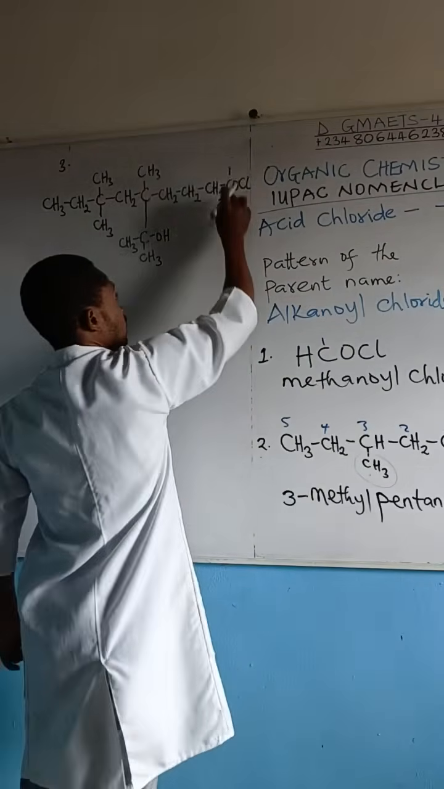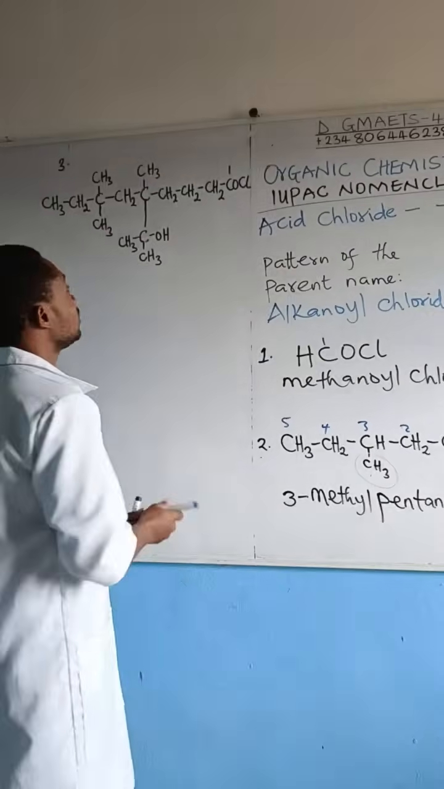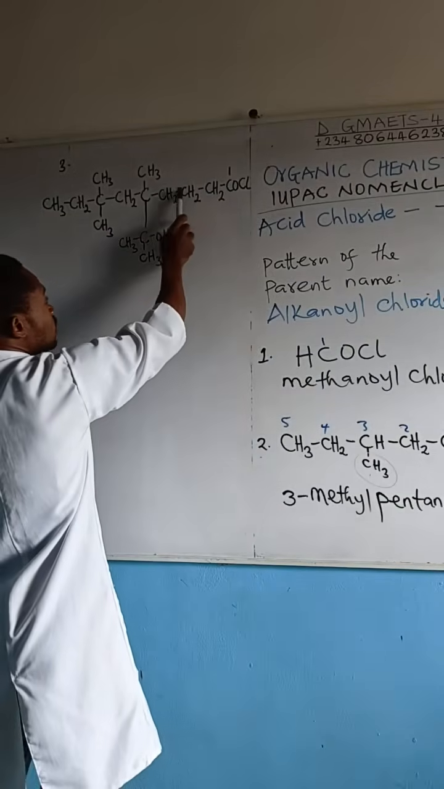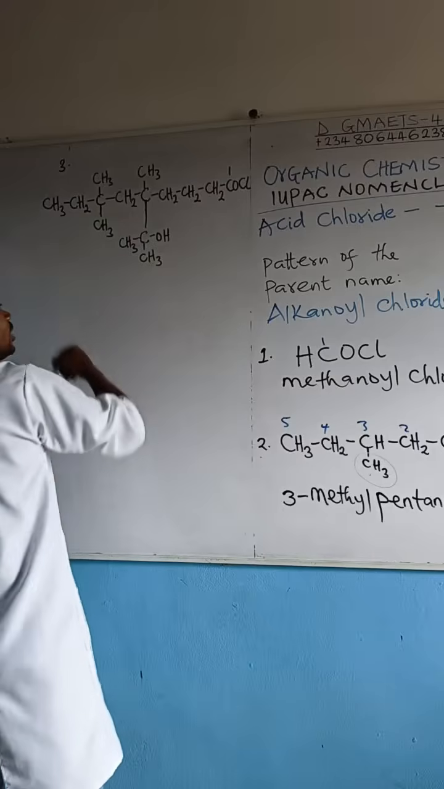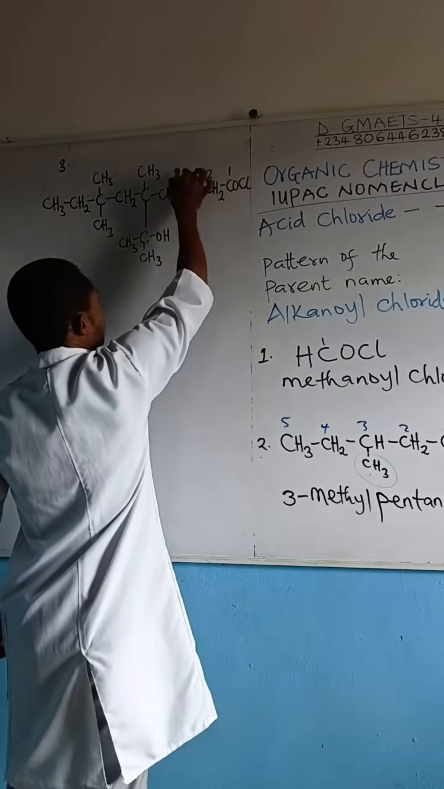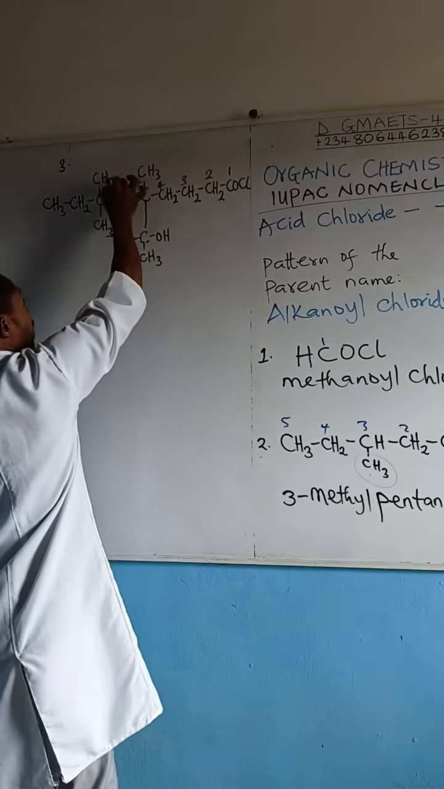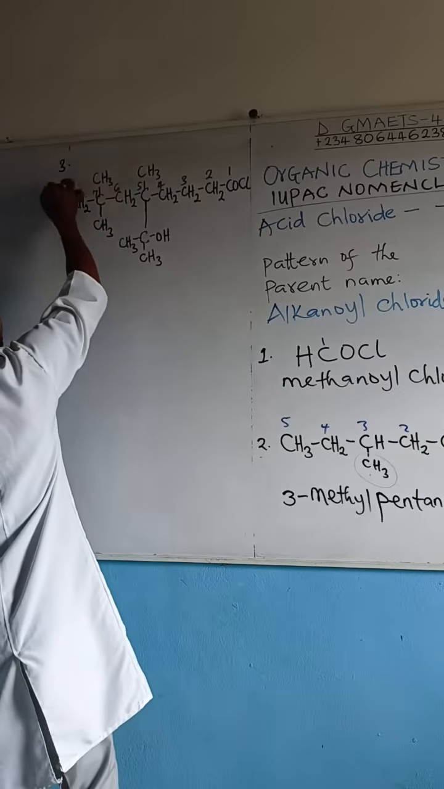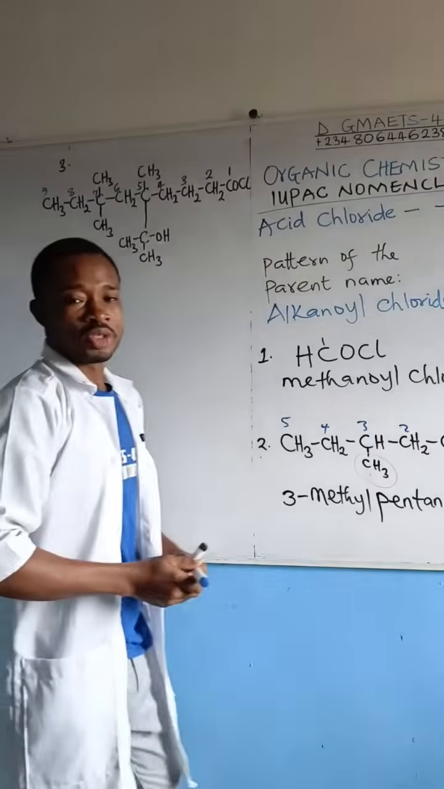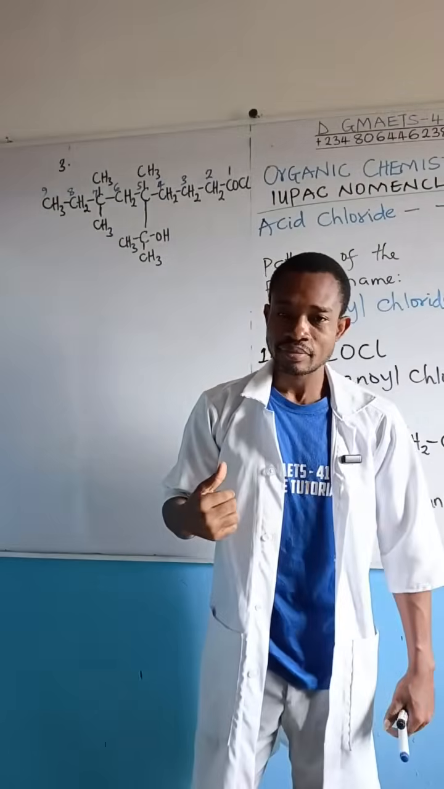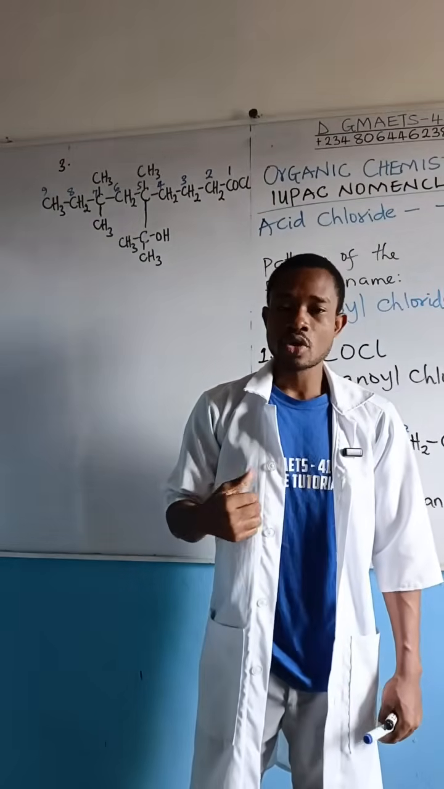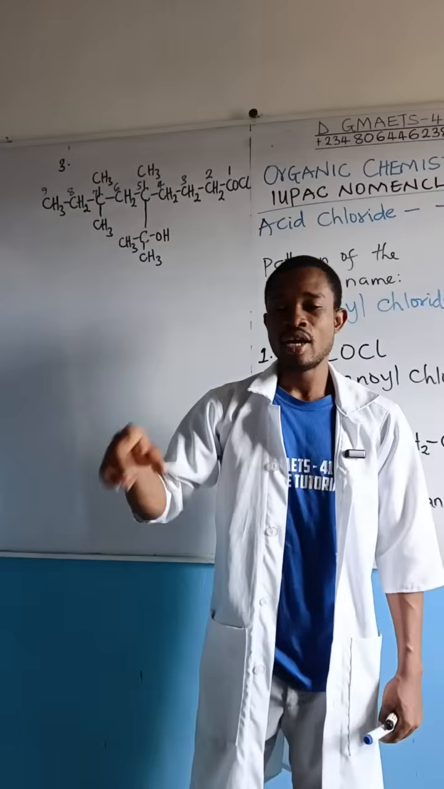This carbon of the COCl would definitely be number 1. And then if you go 1, 2, 3, 4, 5, 6, 7, 8, 9. 9 is the longest, clearly, as you can see. 4, 5, 6, 7, 8, and 9. Which means, however you name this, the parent name is going to be non-anoyl.